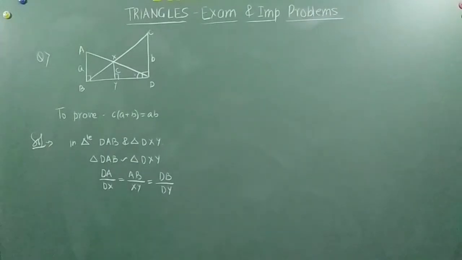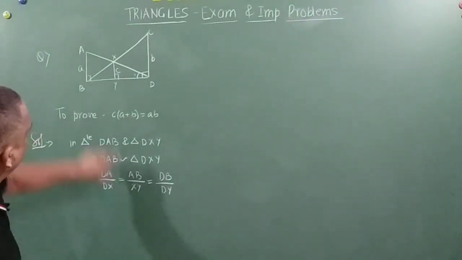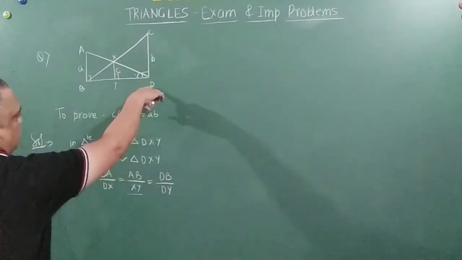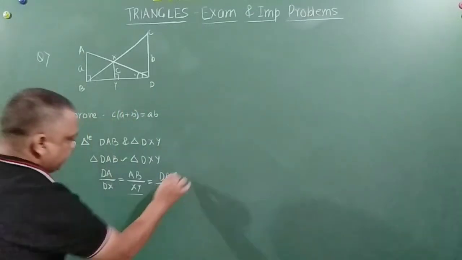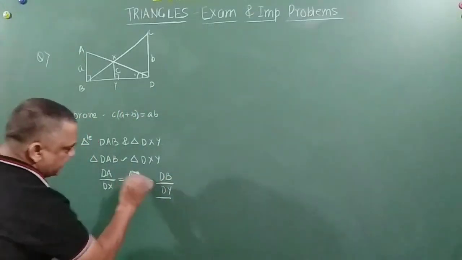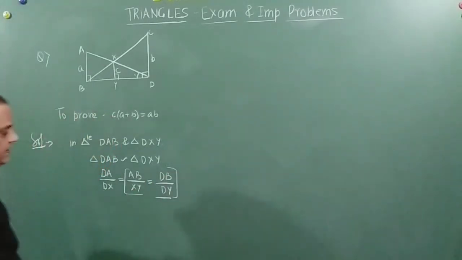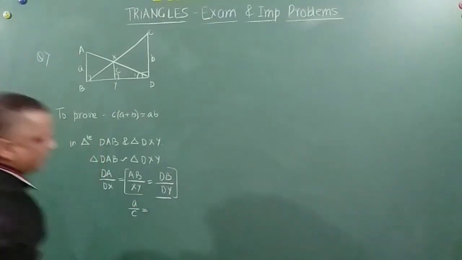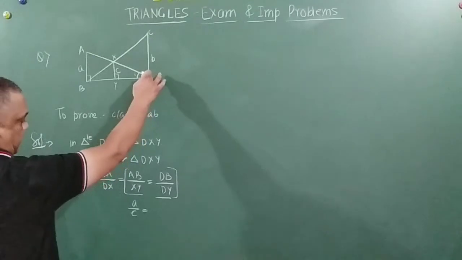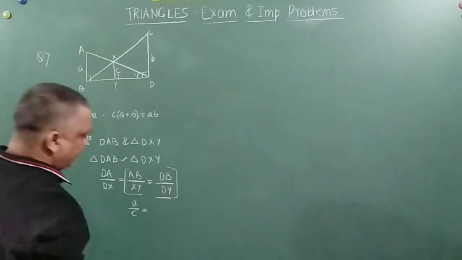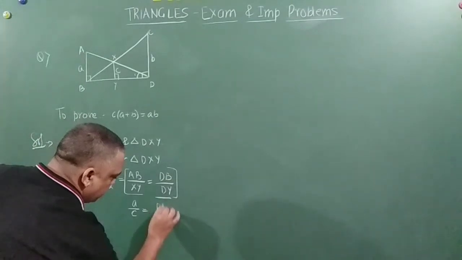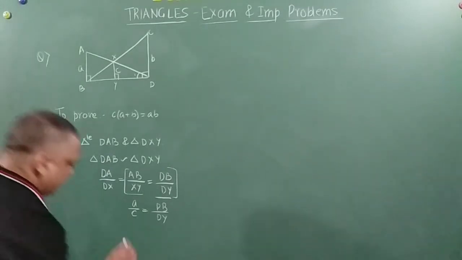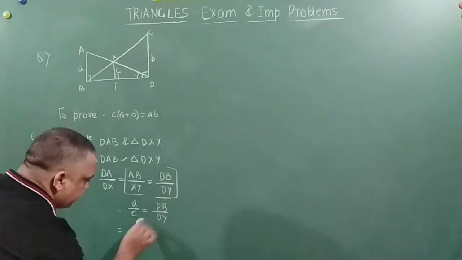Right friends? So what we do is we will consider AB, because we know this and we know this, so we will consider this, and this is the base, dy, and we will consider this. So considering these two, right friends? AB by xy is how much? A by c is equal to dB by dy. Now can we find out the value of dy from here? Yeah, we can do that.